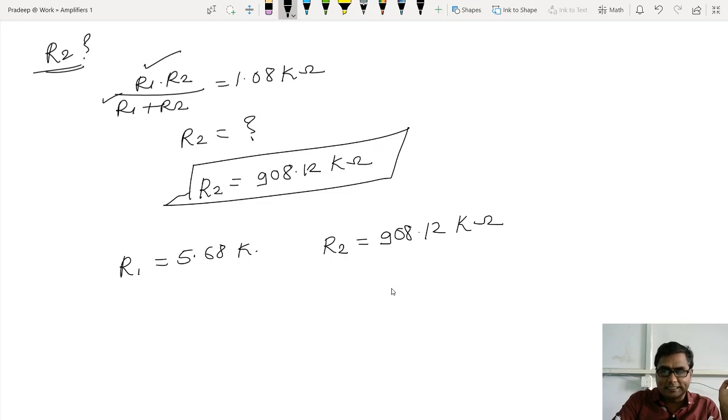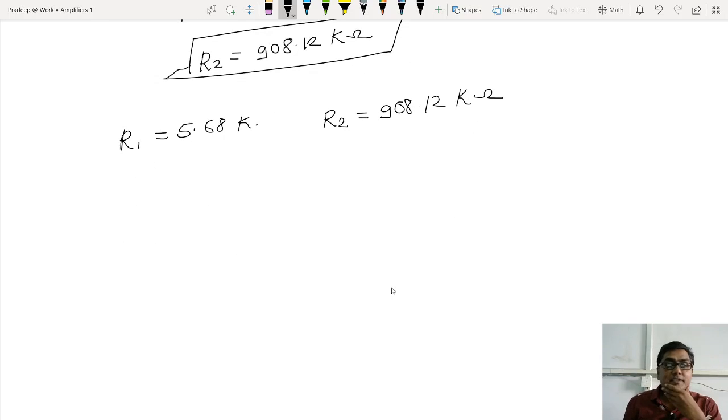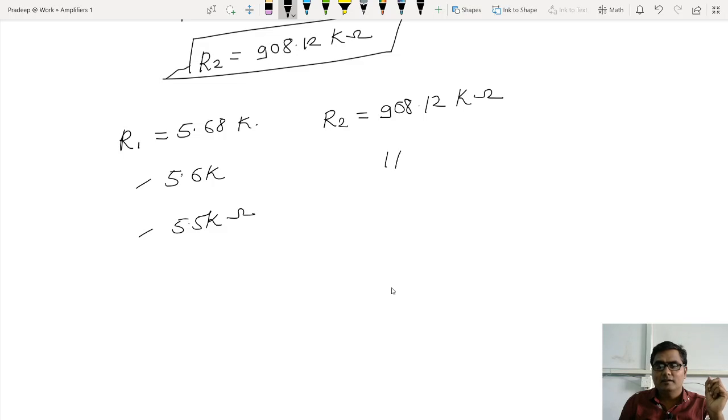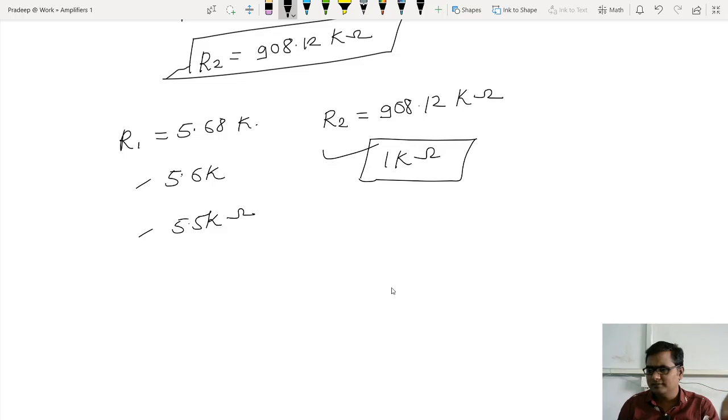If you are doing the experiment in the lab, then I can use nearby values. 5.6 is available, even 5.5K is also available. Go for these values. Now here, 908, or we can say 1 kilo ohm. Yes, 1 kilo ohm is the best suitable value. Go for this value only; I am not going to suggest another value. So 1K is okay. Go with the 1 kilo ohm value. So those are the values for R1 and R2.